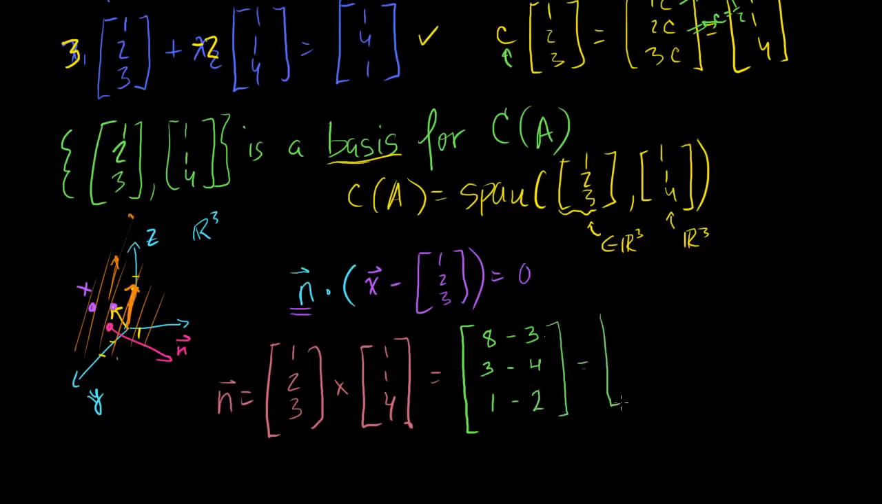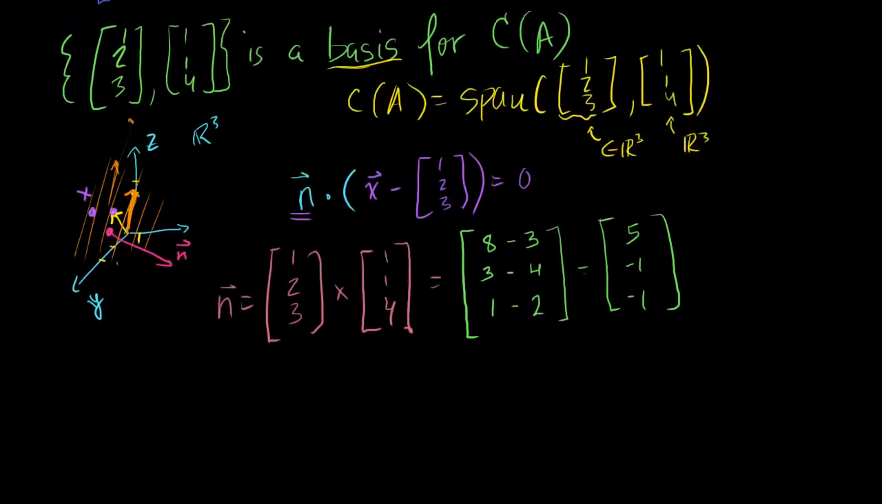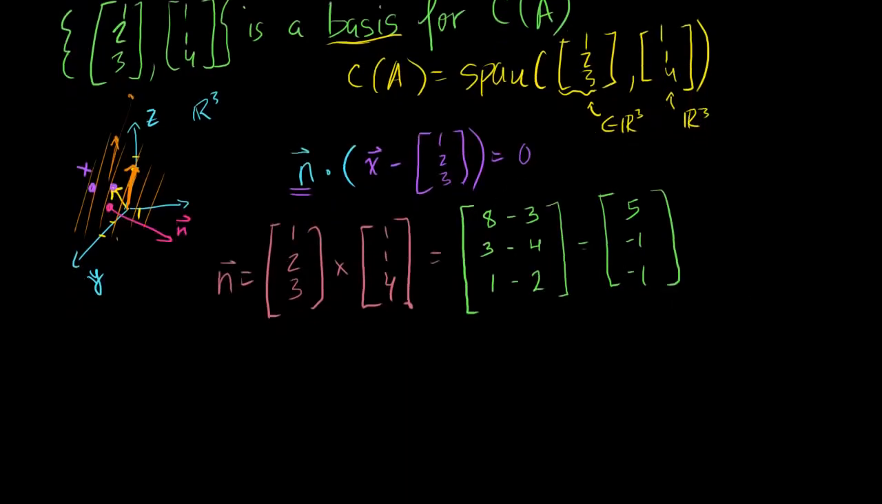And this is equal to the vector 5, minus 1, minus 1, which by definition of the cross product, and I've shown this to you multiple times, is normal to both of these vectors, and so it'll be normal to any linear combination of these two vectors. So now that we have our normal vector, we can figure out the traditional equation for the plane.